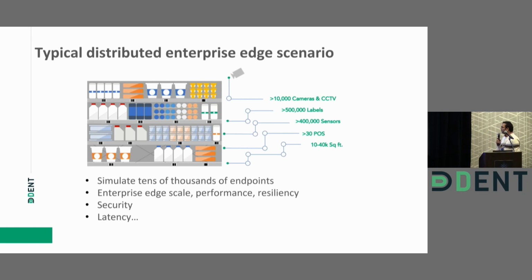We have seen this slide before. So the challenge is, how do we simulate this kind of realistic enterprise edge traffic, which simulates thousands of different cameras, POEs across the enterprise edge. Also, the challenge is, how do we look at customer KPIs like scale, performance, resiliency, security, and latency, and all of these.